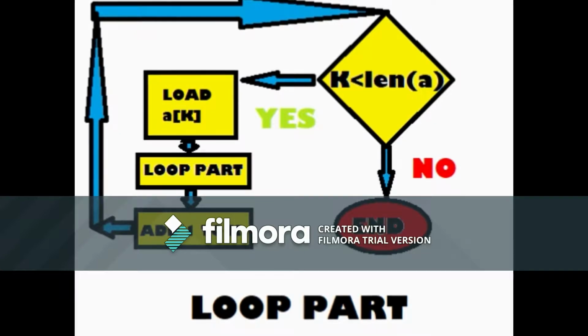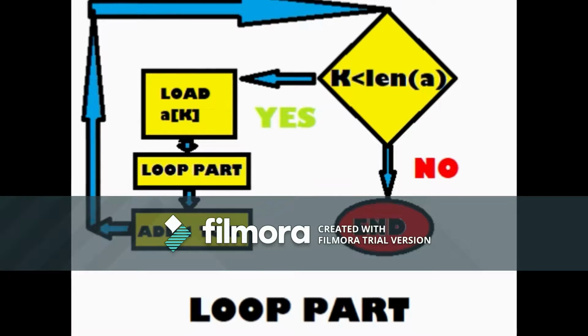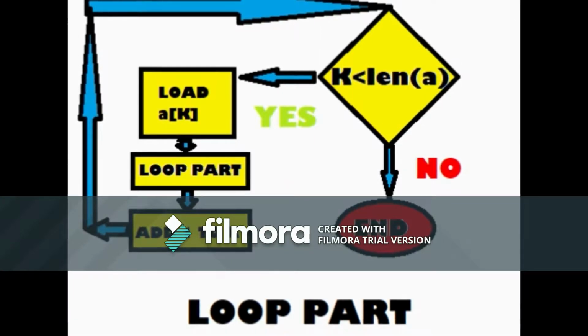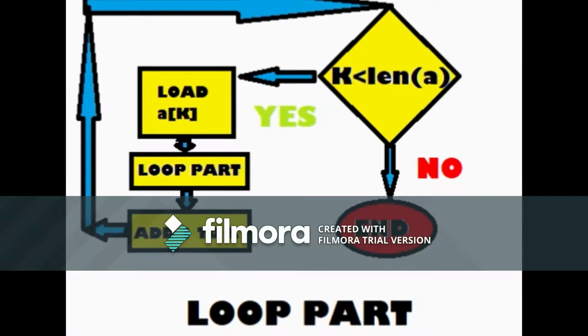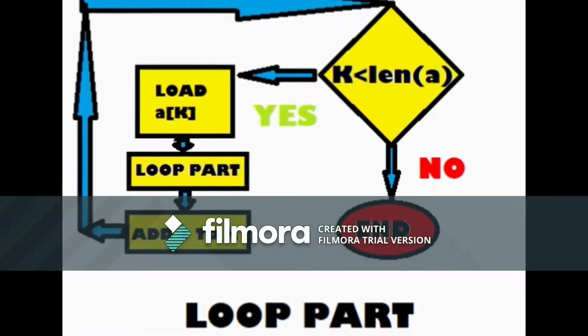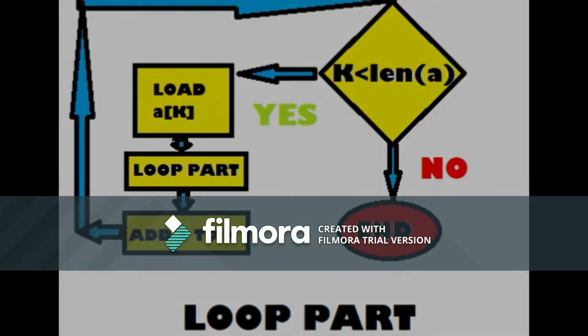Then you have your for loop part, and then the most important thing, add 1 to k so that the loop continues. When k equals the length of A, it means that we have reached the end of the list and we don't have any more values. So the loop terminates and the loop resolves to no and ends. So that's it.